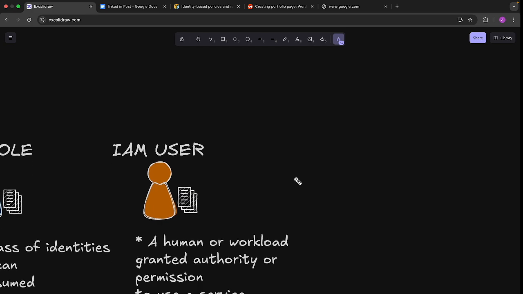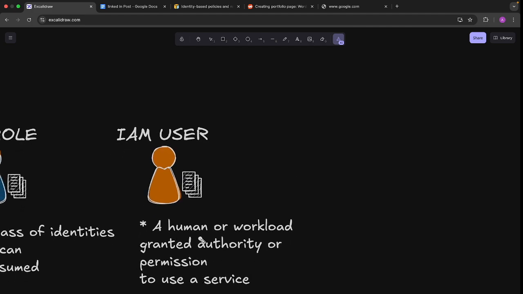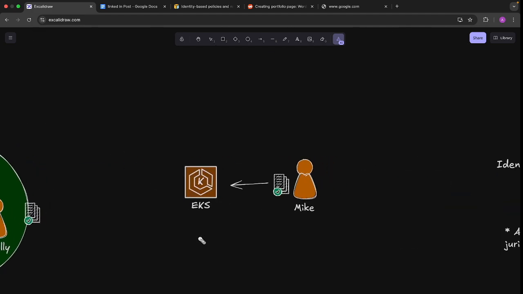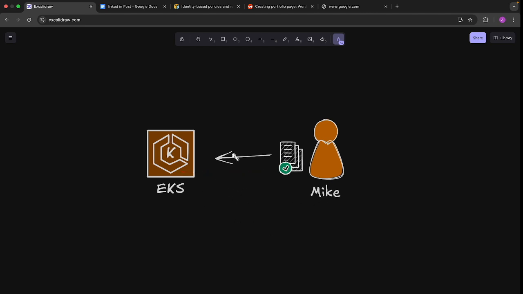The first identity we're going to discuss is the IAM user. An IAM user is a human or workload that can be granted authority or permission to use a service. For example, let's say we have a developer named Mike who wants to use the Elastic Kubernetes Service within our AWS infrastructure. However, he does not have the proper permissions or even a user to access the EKS service in the first place. To help our friend Mike, we can create him an IAM user and give him the appropriate credentials so that he can log in to the user, and attach to his user a policy, granting him the proper level of access to manage that service.